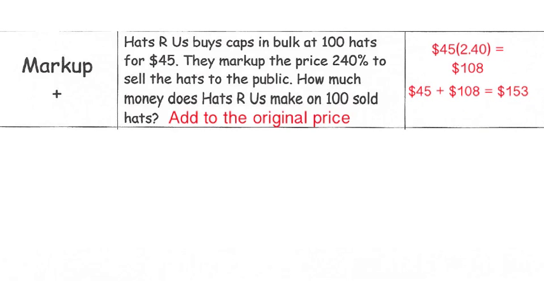But the question here says, how much money does Hats R Us make on the 100 hats sold? If they sold them all, it would be $153. But they would only make $108 because they originally bought them for $45. So they would make $108.